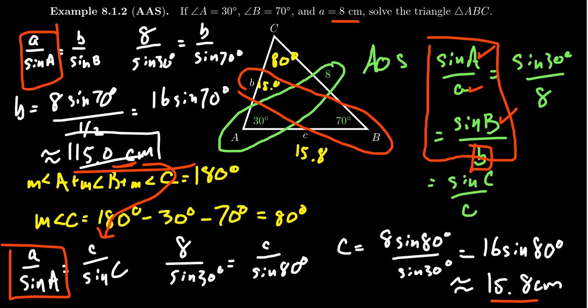So it's best to use the original given information as much as possible. For this exercise of AAS, it's best to use the original AOS throughout the duration of the problem so you don't get this compounding error at the end.